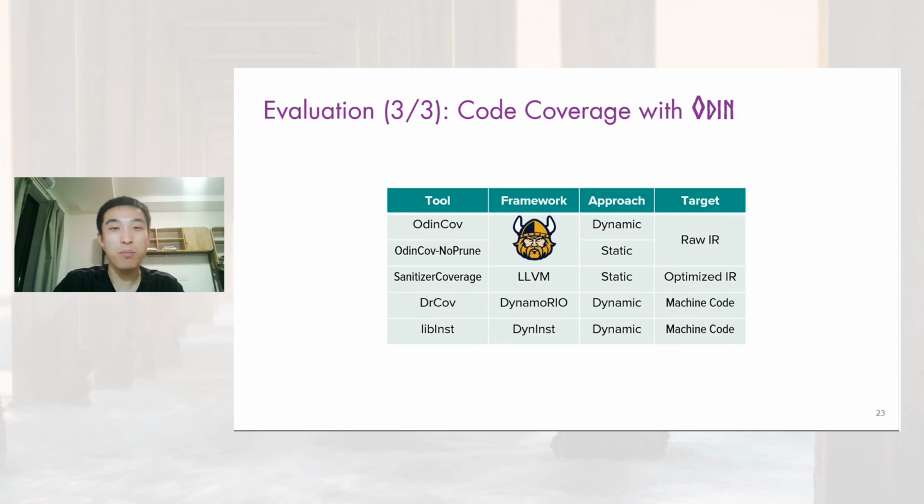To demonstrate the power of Odin, we implement Odin Conf to collect code coverage. Specifically, Odin Conf uses on-demand instrumentation to prune the useless probes during fuzzing. The compared baseline tools encompass a variety of dynamic and static tools targeting different program representations.